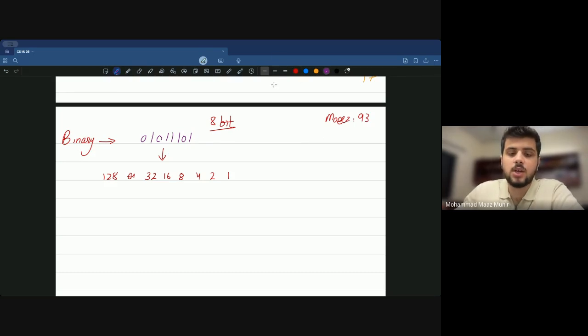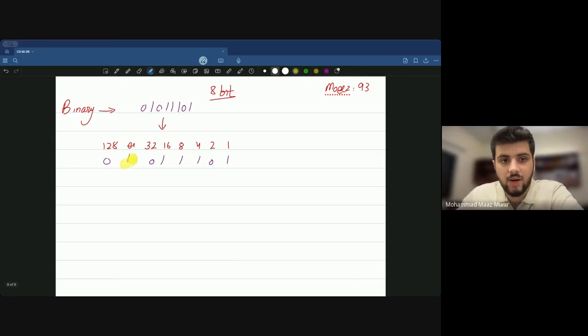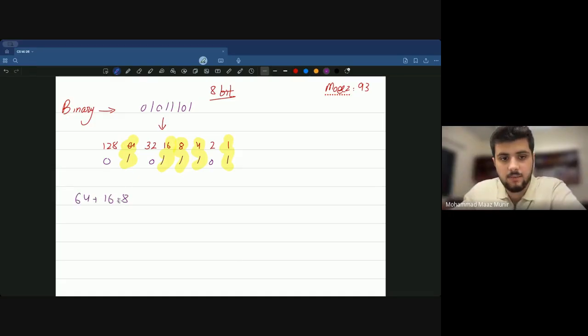We're just going to put these binary values into these slots, starting from the most right hand side: 1, 0, 1, 1, 1, 0, 1, 0. Now I need to add all those values where we have a 1 beneath it. It's going to be 64 plus 16 plus 8 plus 4 plus 1. Let's add them.